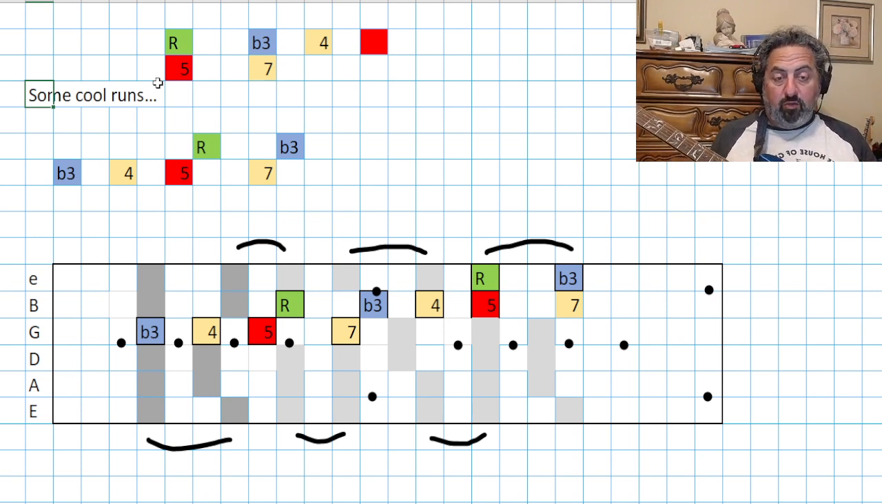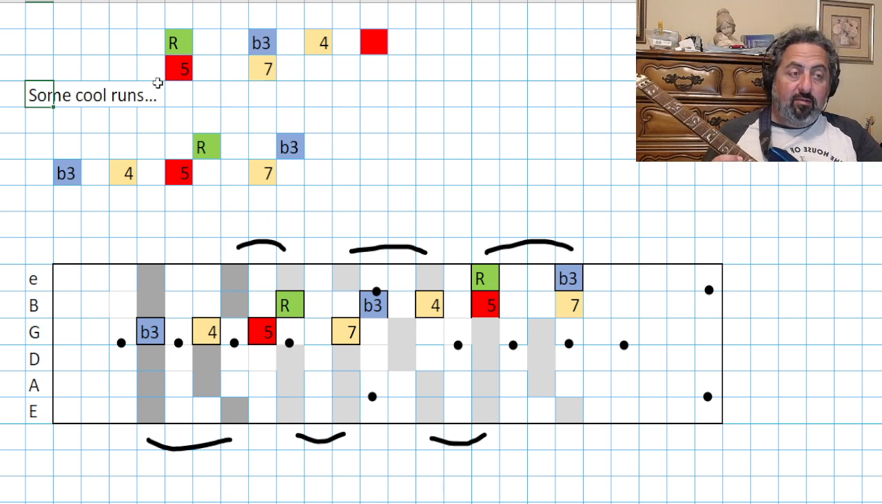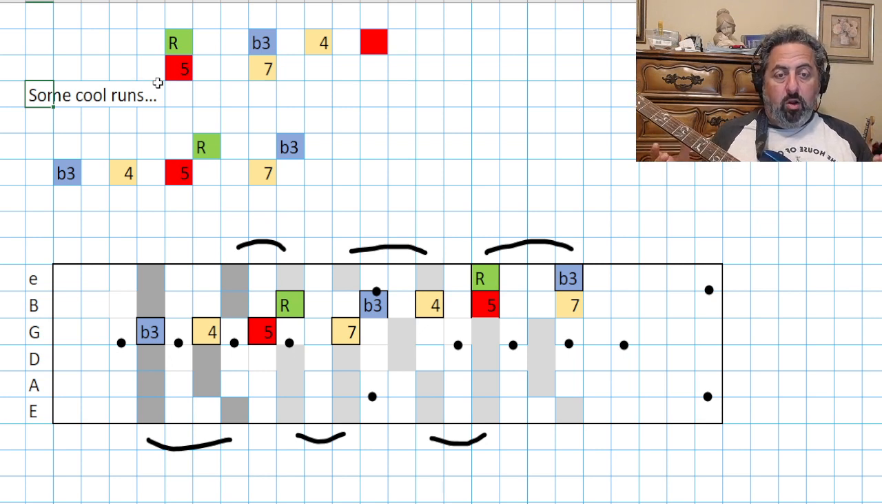When you hear these players playing, they're not grabbing these notes from full on scales. It may just be a pattern like this that works. 3, 4, 5, 7, 7, root, 3, 4, 5, root, 3, root, 7, 5, root.